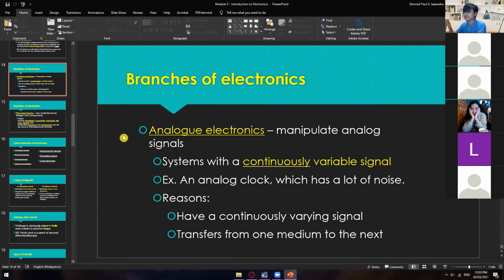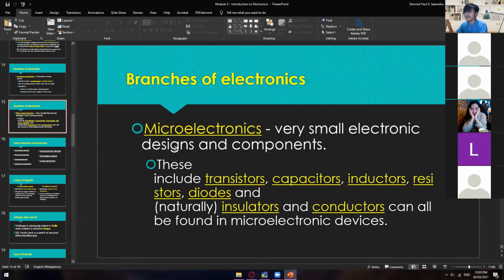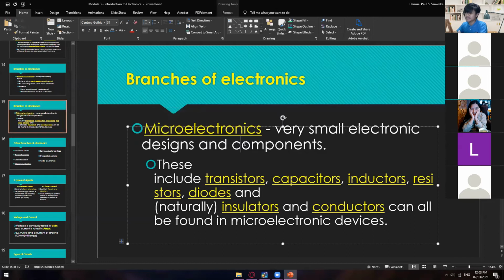Anyway, that's it for analog electronics. And we have here microelectronics. From the word micro, it deals with small electronics, design and components. Under microelectronics we have components which are transistors, capacitors, inductors, resistors, and diodes, or even insulators and conductors.